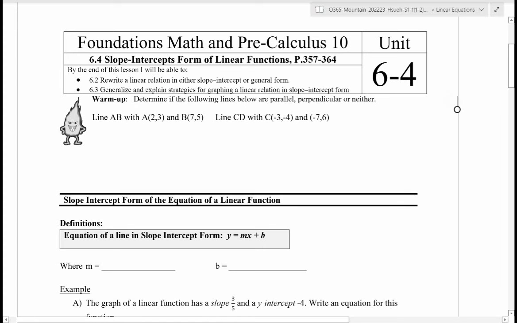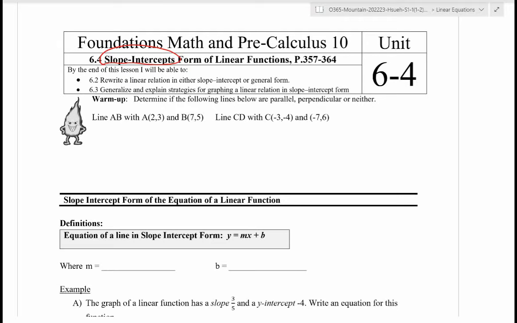All right, welcome back. We are on Unit 6.4, and this is the third lesson for Unit 6. We are going to start to look at different forms of linear functions. Today we're going to be focused on slope-intercept form. But before we do, let's quickly review what we did last time.